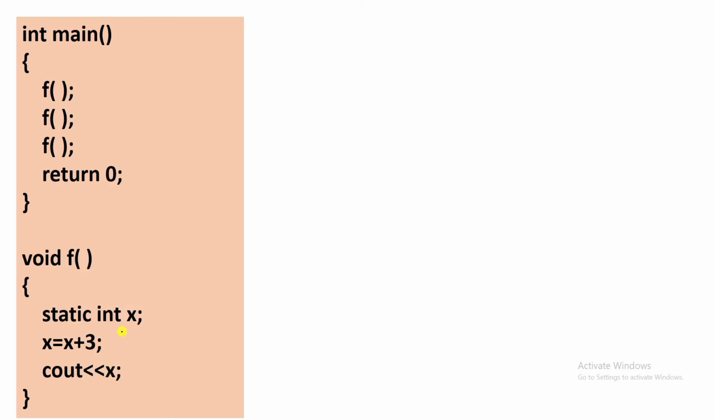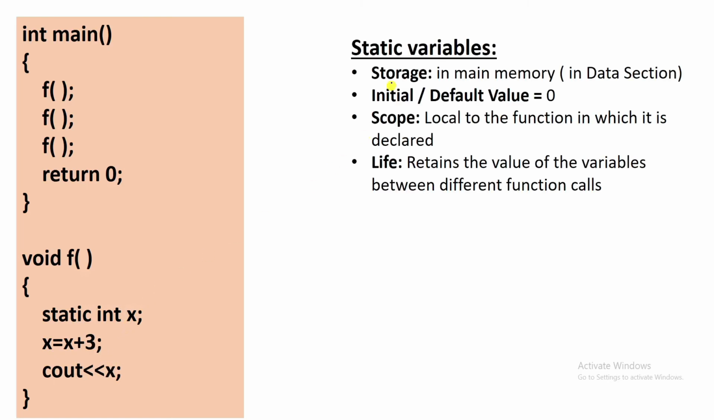Just to recall, what is a static variable? Static variables are variables which are associated with 4 things. Basically, static variables are stored inside the main memory in the data section, as we have seen earlier, and the initial and default value is 0. If we give, let's say, static int x equal to 5, then the initial value will be treated as 5, otherwise it will be 0.